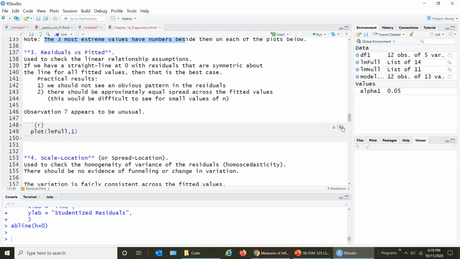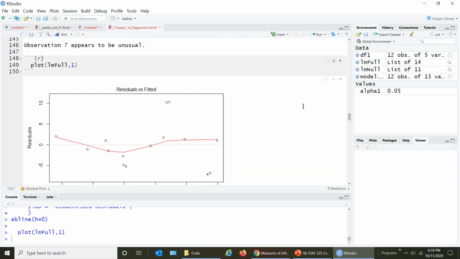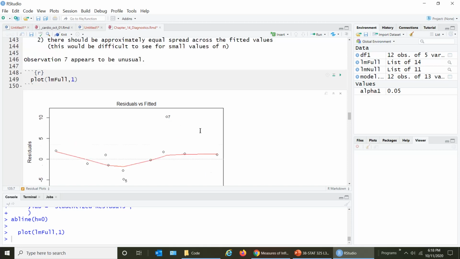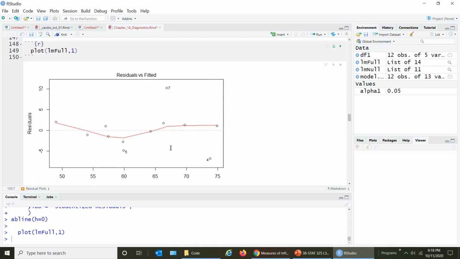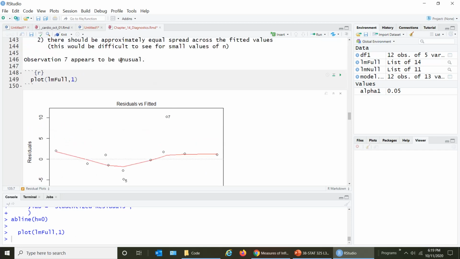Okay, so let's look at this plot, and it's going to look very similar to what we've seen before, and we see that 7 and 4 and 5 are our three most extreme values. 7 does appear to be unusual or a potential outlier.